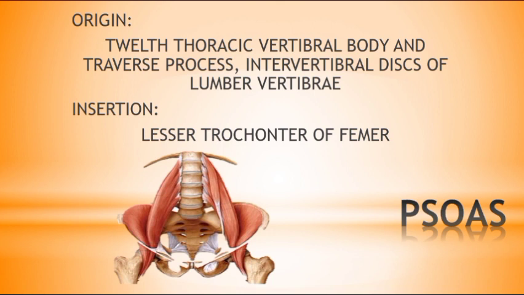So the next one is the psoas muscle. Now the origin of the psoas muscle is other than the lower limb. It originates from the 12th thoracic vertebral body and the intervertebral discs of the lumbar vertebrae. And the insertion of this muscle is at the lesser trochanter of the femur along with the iliacus muscle. Now the action of this muscle is to flex the thigh on the trunk.